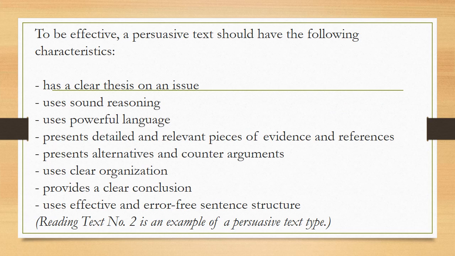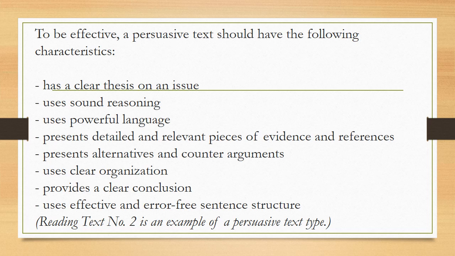To be effective, a persuasive text should have the following characteristics. First, a persuasive text has a clear thesis on an issue. A clear thesis is a clear statement in writing a persuasive text about an issue that you are going to reveal to your readers. Second, use sound reasoning. When you write a persuasive text for your readers, you should have sound reasons that are very reasonable, or that will persuade or convince your reader.